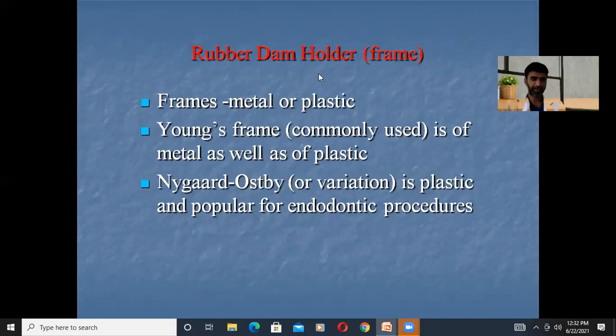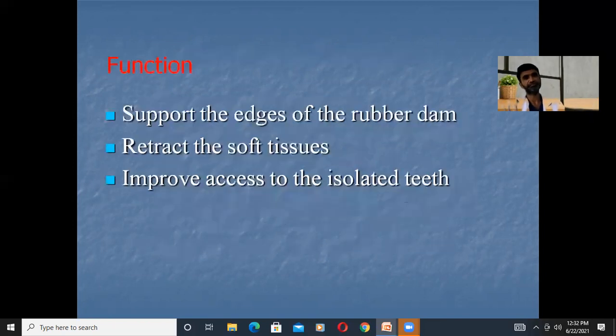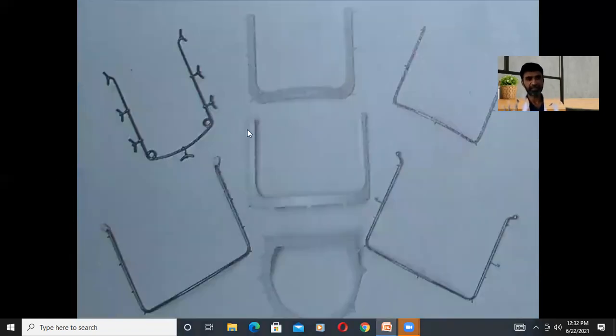The next part is rubber dam holder frames. They are available in both metal and plastic. We call it the Young's frame, commonly used in metal as well as plastic, and the plastic one is popular for endodontic procedures especially. What are the functions? They support the edges of the rubber dam, retract the soft tissues, and improve access to the isolated teeth.